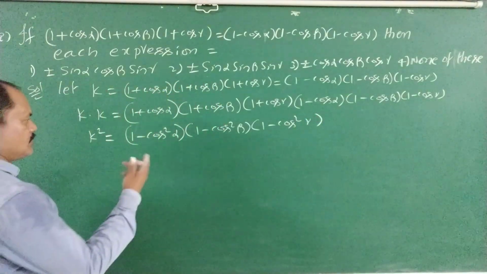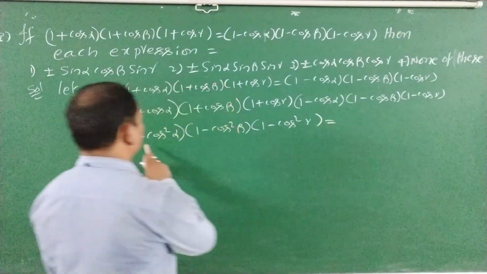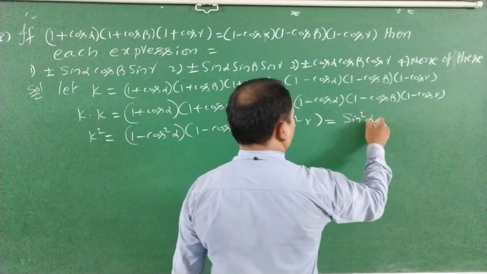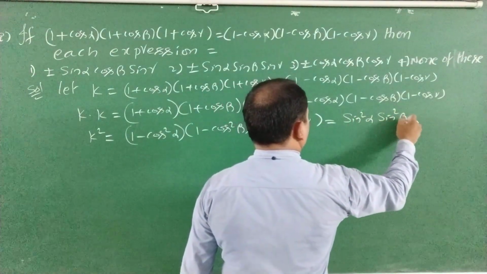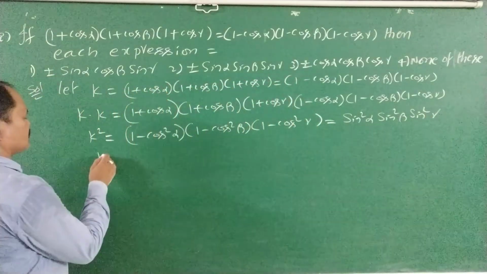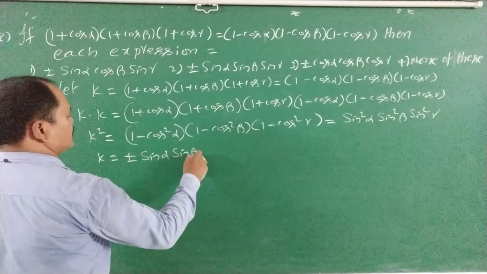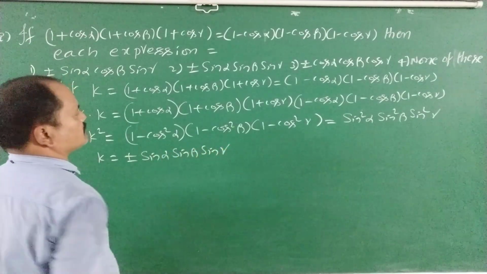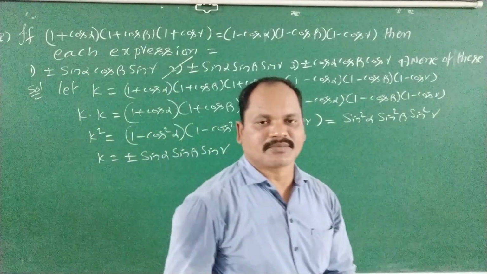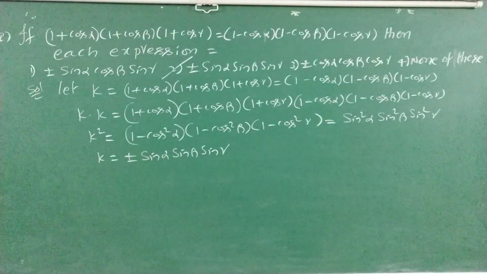That's all. Now from this we get, 1 minus cos square alpha is nothing but sin square alpha. That's why sin square alpha, sin square beta, sin square gamma. That's why k is equal to plus or minus sin alpha into sin beta into sin gamma. So that is the second option. That's all. So these types of questions are very, very important for objective exams.